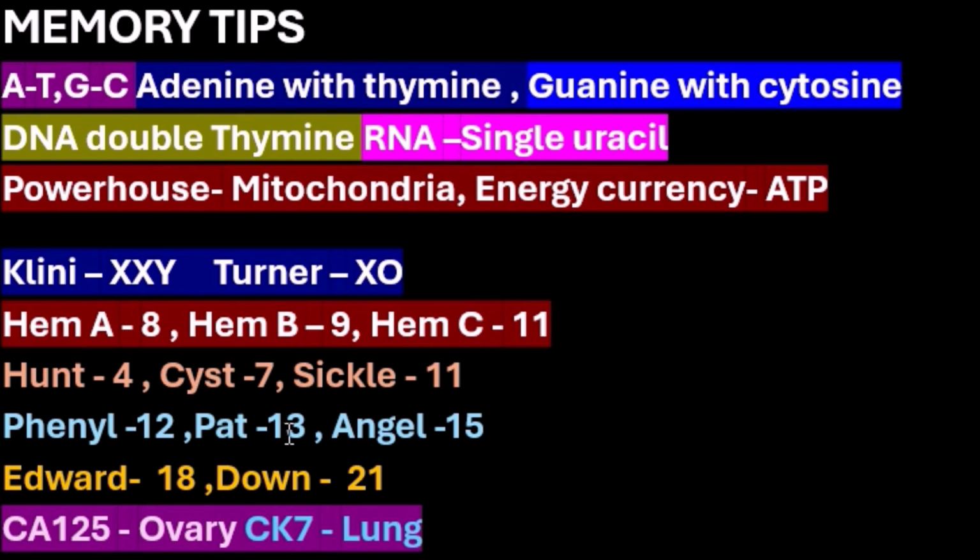Huntington chorea, chromosome number 4, cystic fibrosis, chromosome number 7, sickle cell anemia, chromosome number 11. Phenyl 12, PAT 13, Angel 15. Phenylketonuria, chromosome 12, Patau syndrome 13, Angelman syndrome, chromosome 15. Edward 18, Down 21. Edward syndrome is chromosome number 18 and Down syndrome is 21. CA125 ovary. CA125 is the biochemical marker of ovarian cancer, and CK7 is the biochemical marker of lungs. Now let us see the animated video for these memory tips, for better memorizing, and then let us go to the mock test to complete this session.